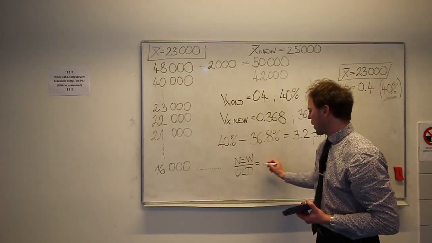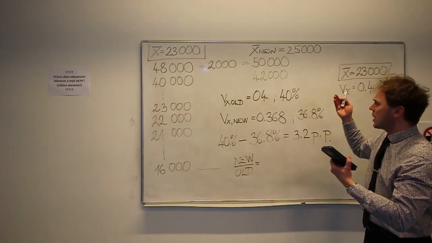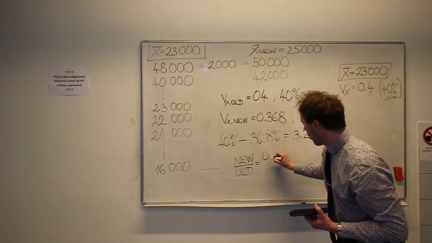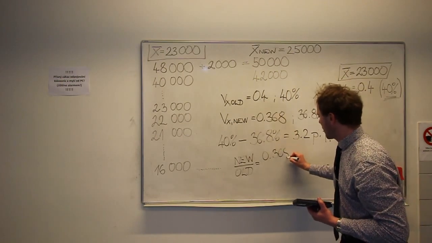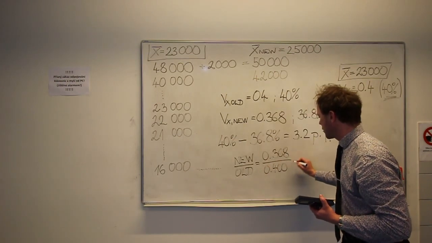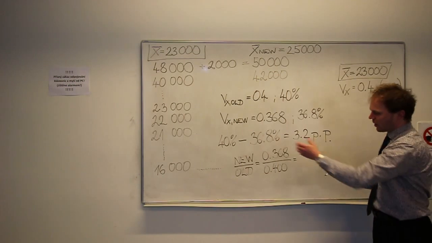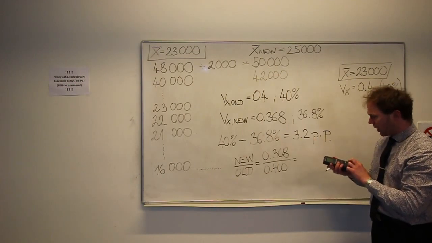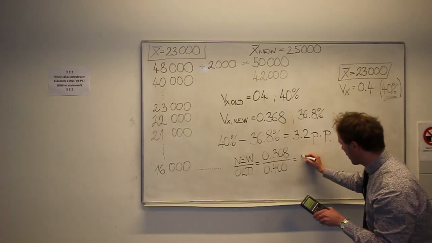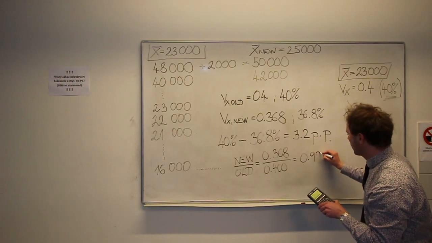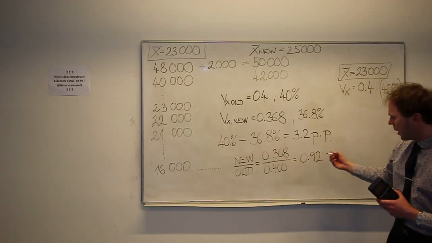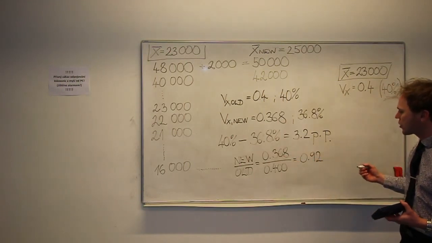If we calculate the ratio, we are every time using relative numbers. So new, 0.368, divided by 0.400. Yes, the ratio. I will calculate this: 0.368 divided by 0.4. The result is 0.92. I calculate the ratio using relative numbers, and the result is again a relative number.